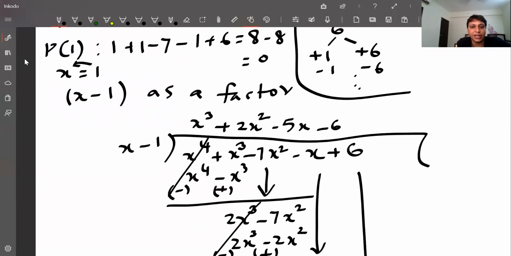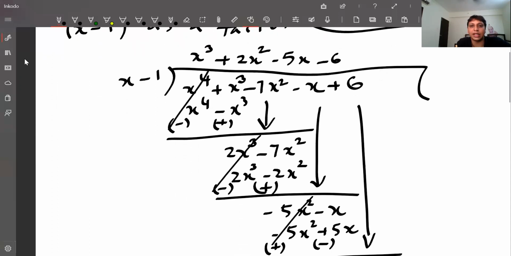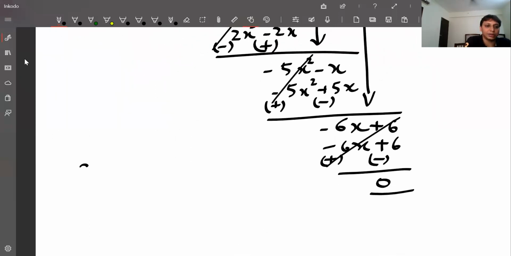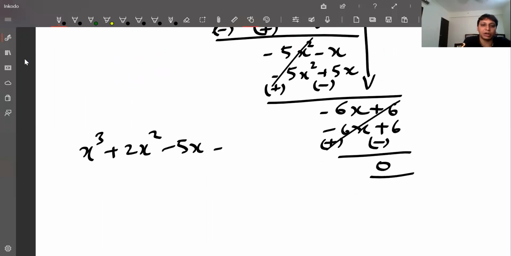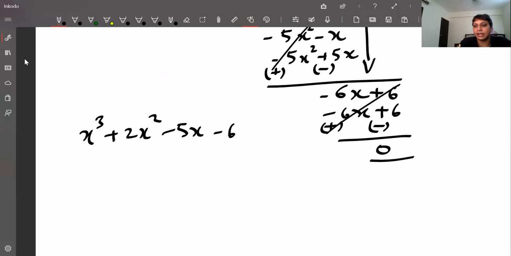Okay, so x cube plus 2x square minus 5x minus 6. Okay, so this is the cubic polynomial we got. Now again, we need to take the coefficient of x cube, which is 1, and the constant minus 6, which will give us minus 6. So again, we need to find the factors of this, which we can take as plus 1 and minus 6, minus 1 and plus 6, and so on. So first let us check with plus 1.